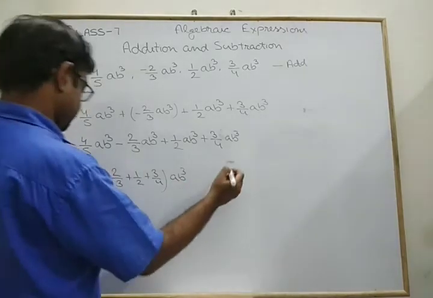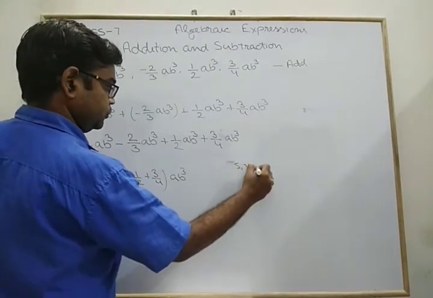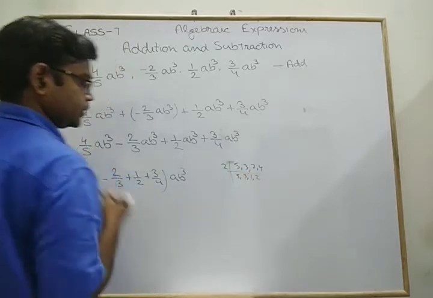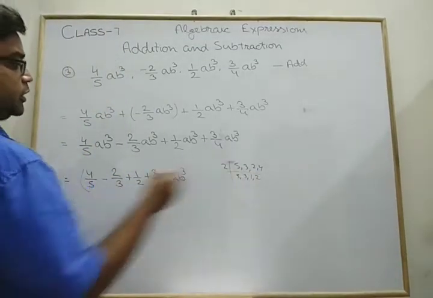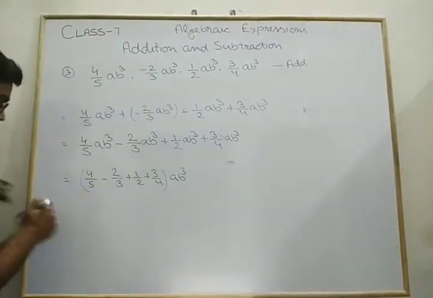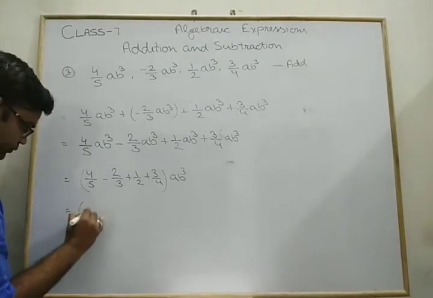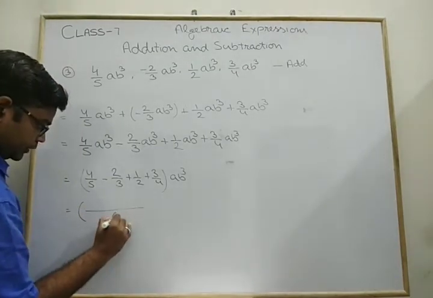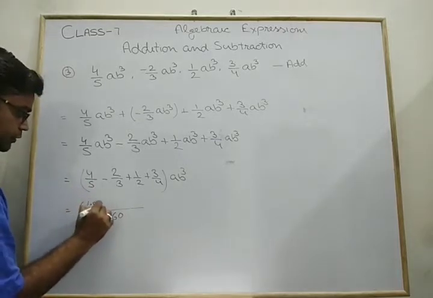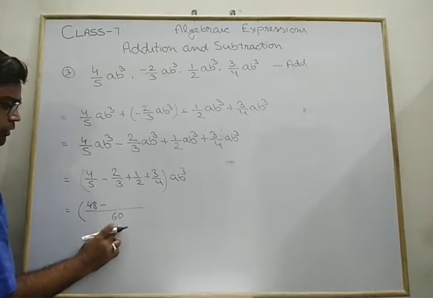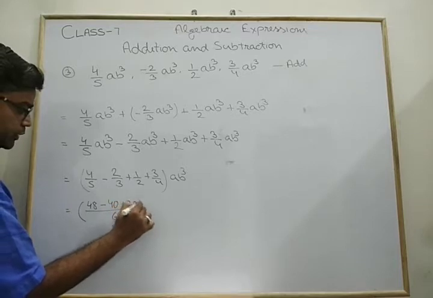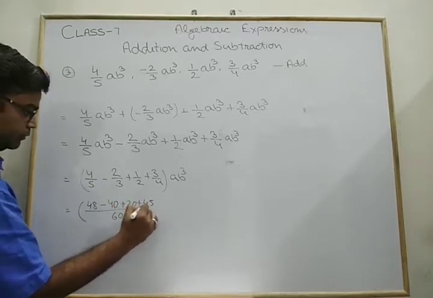I am finding this side 5, 3, 2, 4. As we know, 2, 5, 3, 2. From this we can find out it's 60. 5 twelves are 60. 12 fours are 48. Minus 3 twenties are 60. 2 twenties are 40, minus 40. Plus 30. Plus 15 threes are 45.